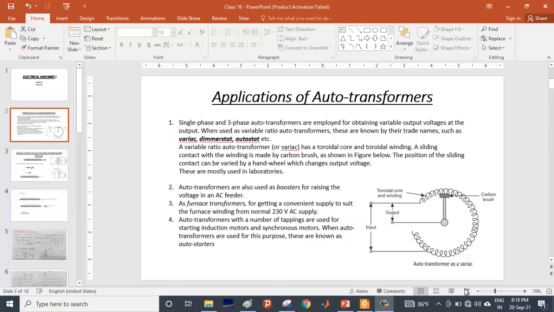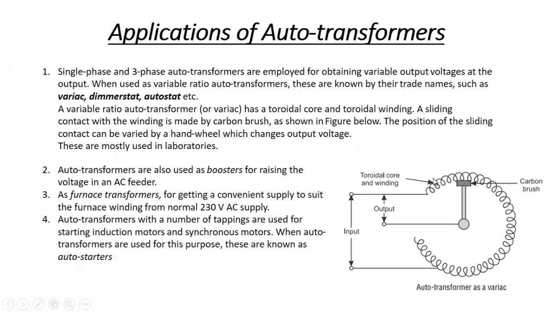So in this lecture we'll be discussing the application of the auto transformers. The single phase and the three phase auto transformers are employed for obtaining variable output voltages at the output. When used as variable ratio auto transformers, these are usually known by their trade names such as variac, dimmerstat or autostat. A variable ratio autotransformer or variac has a toroidal core and toroidal winding.